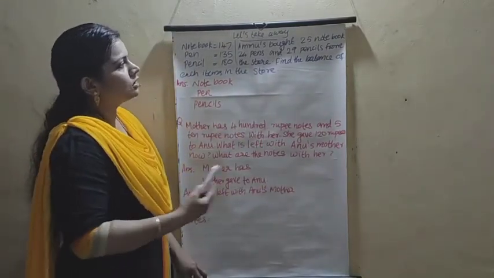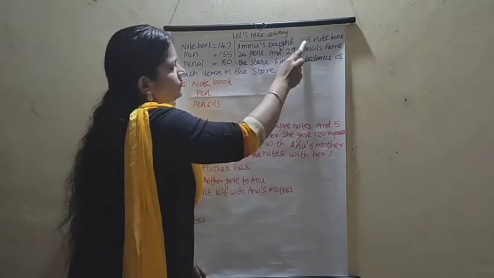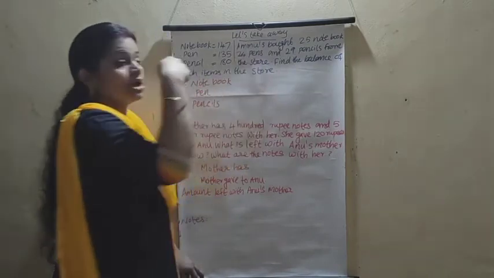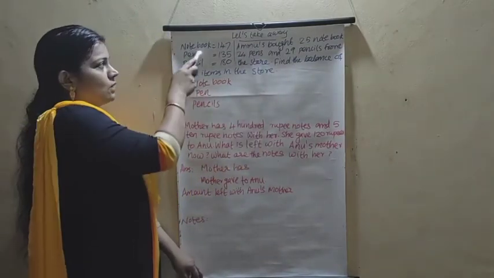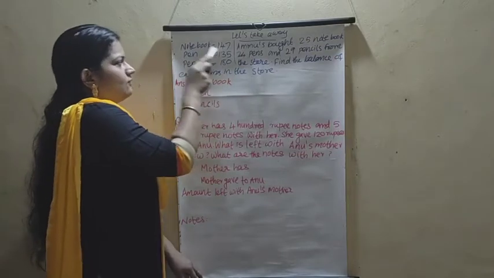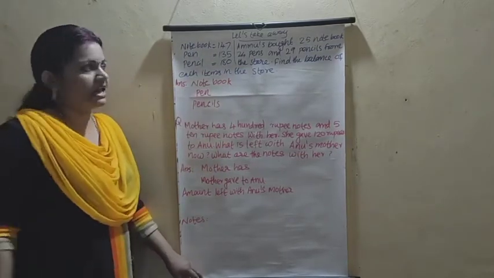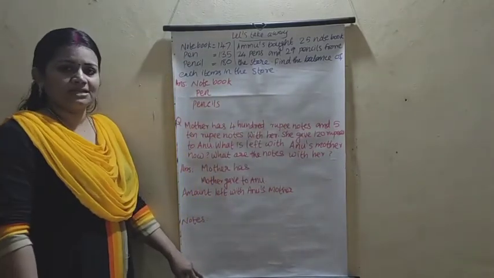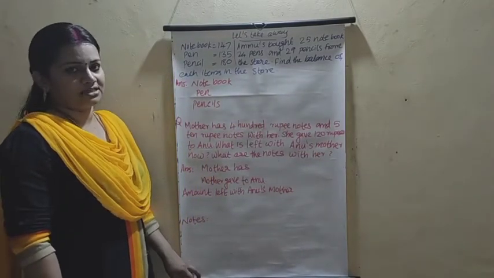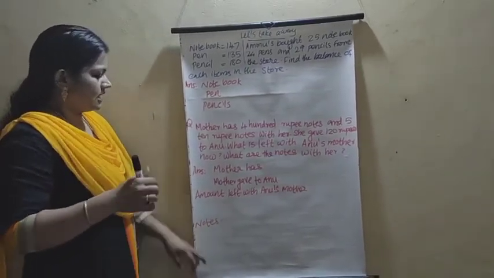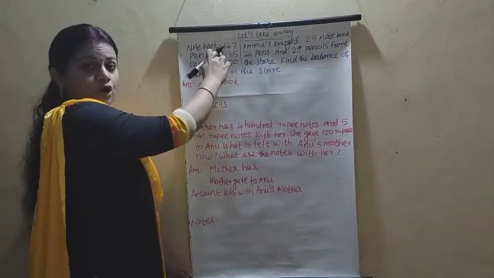Okay, then Amos bought how many notebooks? 25. How many pens? 24. How many pencils? 29. The total stock has what? Notebook 147, pen 135, pencil 180. We need to find out the balance. How to find out the balance? You do the subtraction. Okay, then the numbers are given here, the notebook. Then in the store, how many notebooks?